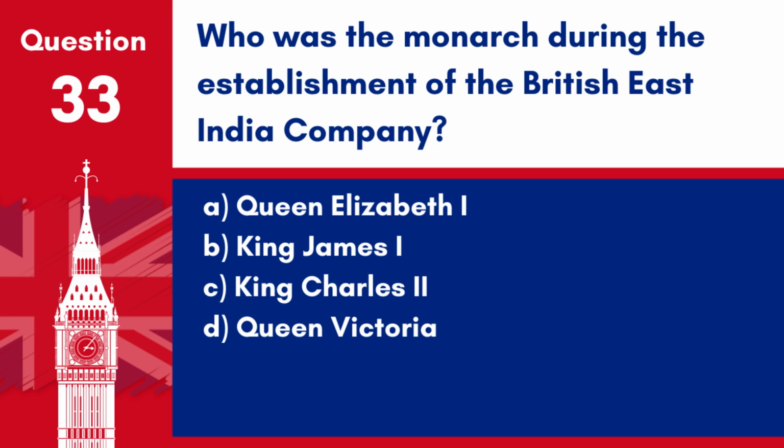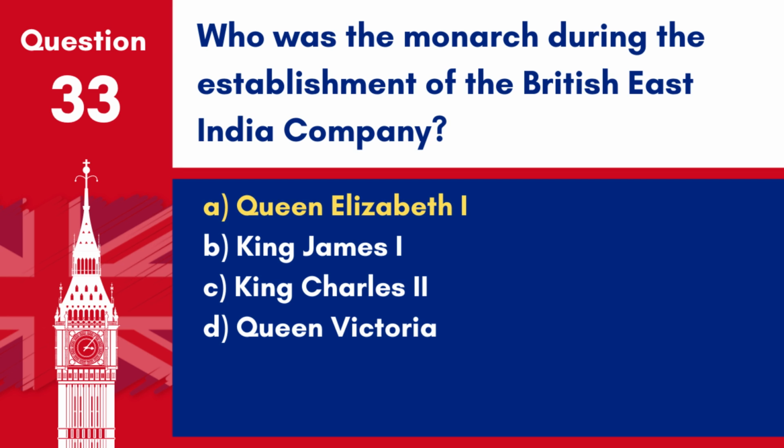Question 33. Who was the monarch during the establishment of the British East India Company? A. Queen Elizabeth I. B. King James I. C. King Charles II. D. Queen Victoria.